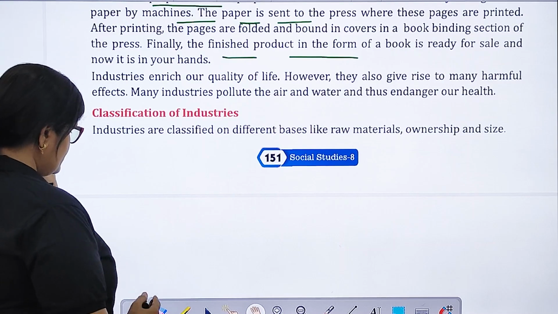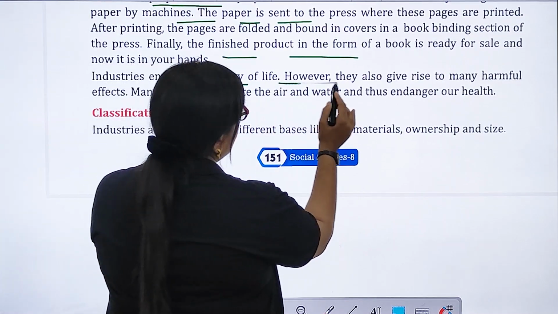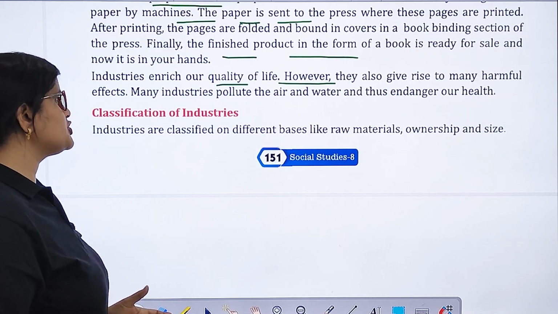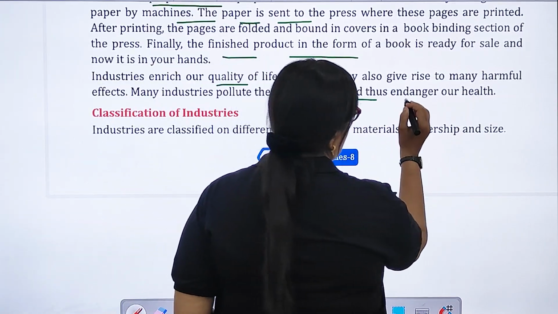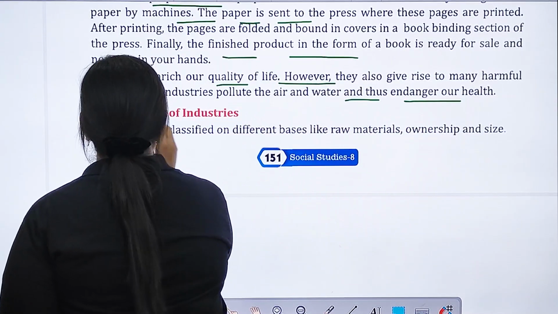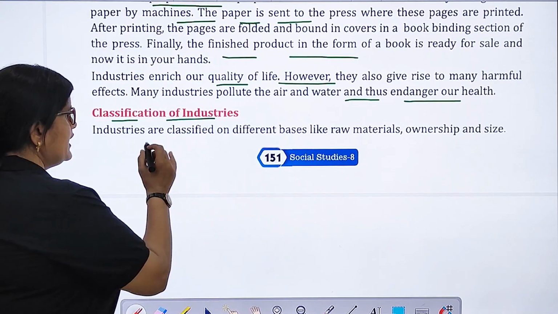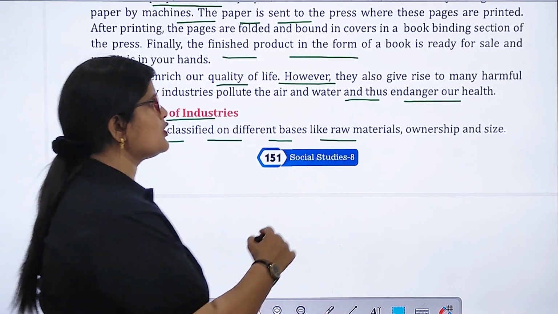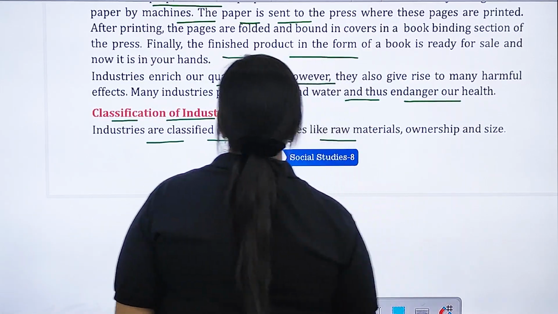Okay, so industries enrich our quality of life. However, they also give rise to many harmful effects. Many industries pollute the air and water and thus endanger our health. Classification of industries. Industries are classified on different bases like raw materials, ownership and size.